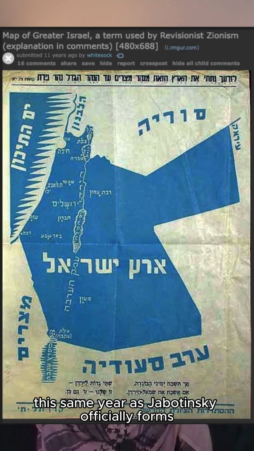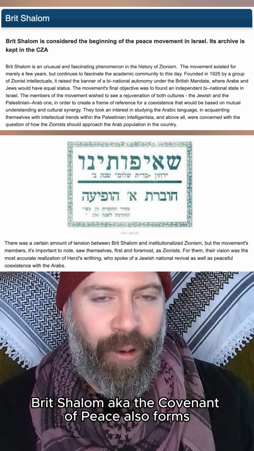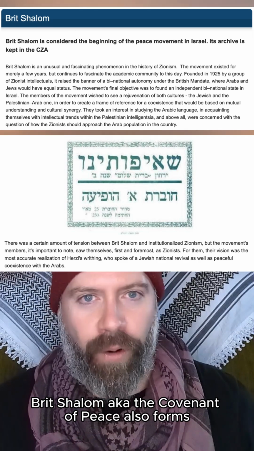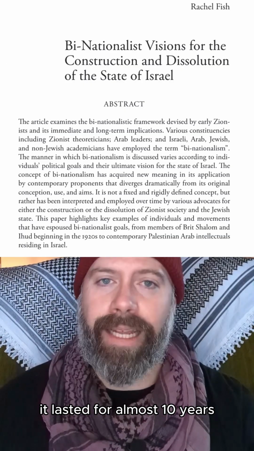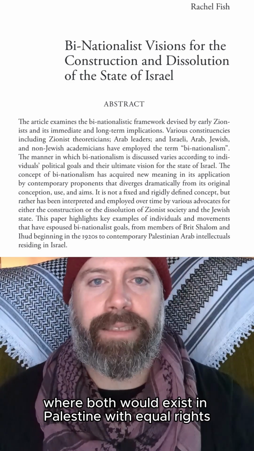This same year, as Jabotinsky officially forms the far-right revisionist Zionist movement, Brit Shalom, aka the Covenant of Peace, also forms. It lasted for almost 10 years and advocated for a binational Jewish and Arab state where both would exist in Palestine with equal rights.